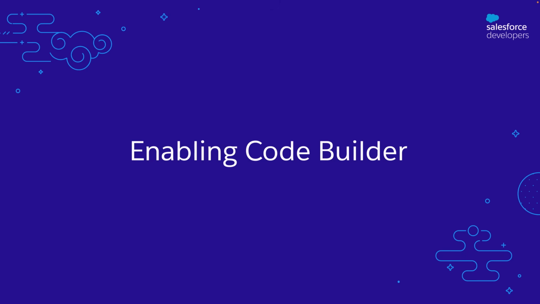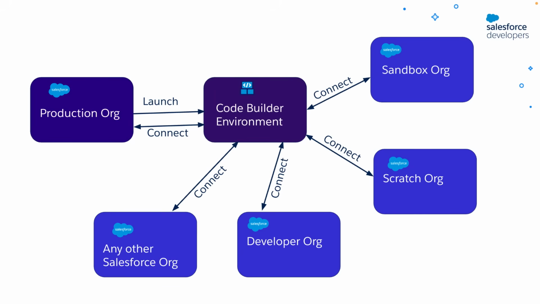Next, let's talk about enabling Code Builder. Code Builder can be enabled only from production orgs. However, once you create that Code Builder environment in production, you can connect that Code Builder environment to any orgs of your choice, like sandboxes, scratch orgs, other developer orgs, or maybe other production orgs for deployment.